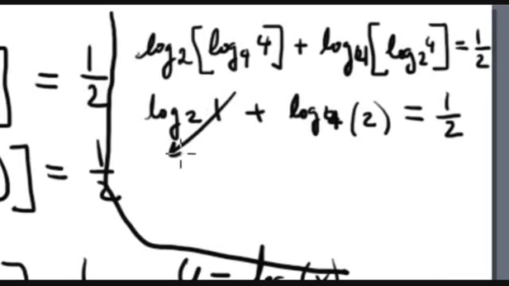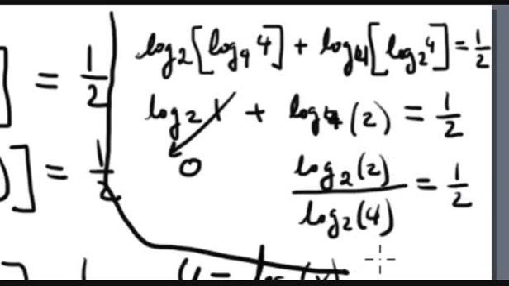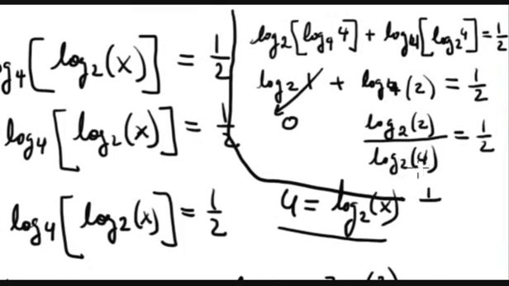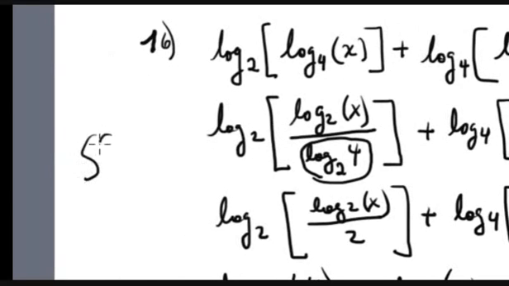This is 0, logarithm of 1 is 0. So we have logarithm base 4 of 2 equal to 1/2. You change, for example, to apply again the change of base formula: logarithm base 2 of 2 over logarithm base 2 of 4 is equal to 1/2. This is 1, logarithm base 2 of 2 is 1, and logarithm base 2 of 4 is 2. 1/2 equals 1/2. Okay, super. So the solution set for our equation is 4. Just 4.